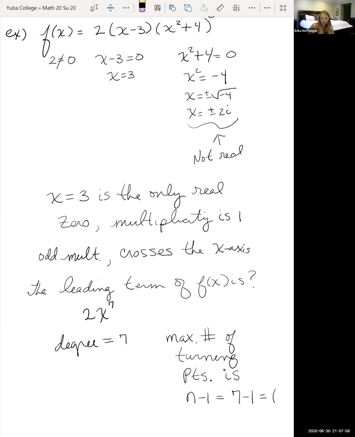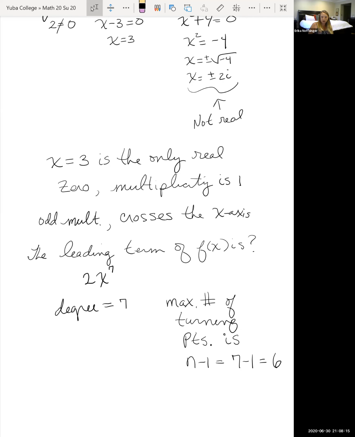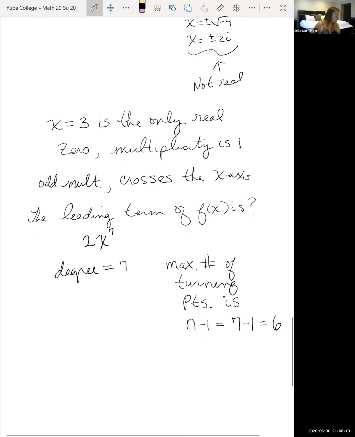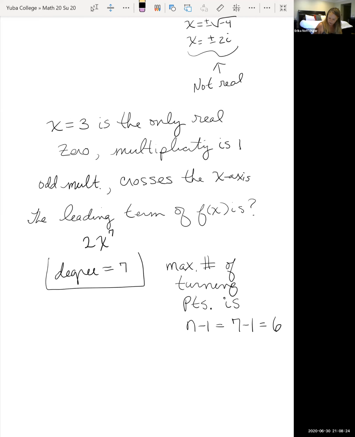So the maximum number of times that graph is going to turn is 6 times. And so those points where it's turning, those were what we were calling our local extrema. They could be absolute extrema also. So those were the local max and local mins of the graph.